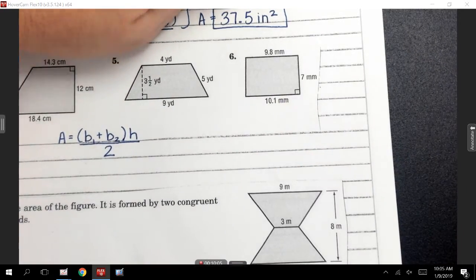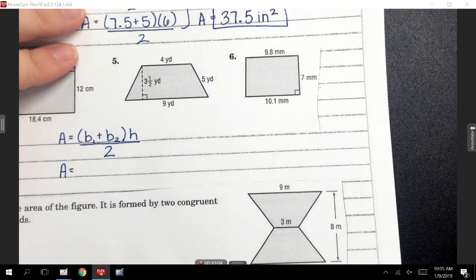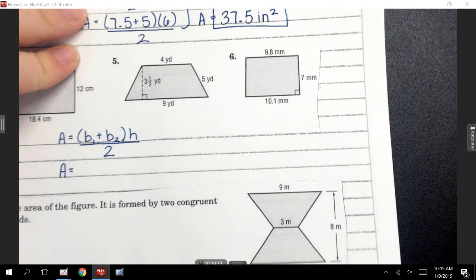All right. Number 5, going back to that one, area equals. We got 4 numbers here, so let's see if we can pick correctly. What are my bases for number 5? Michael?